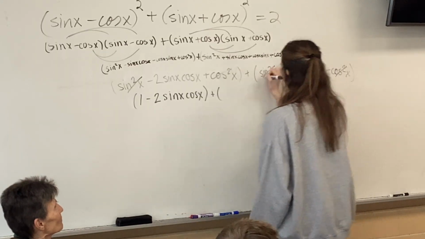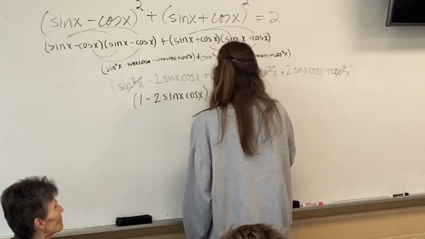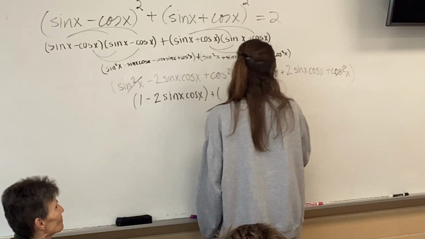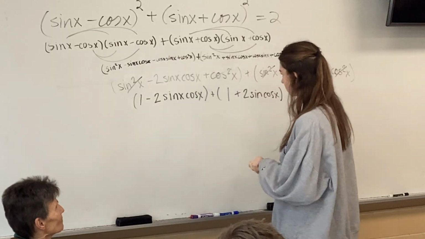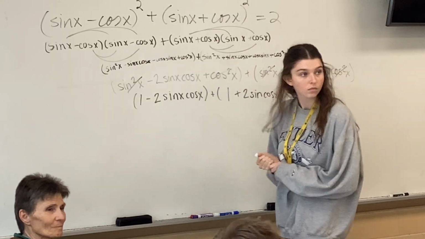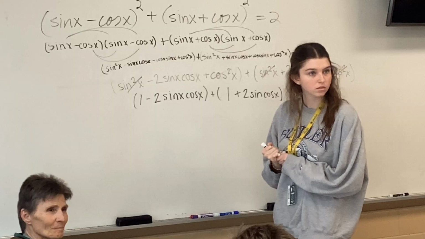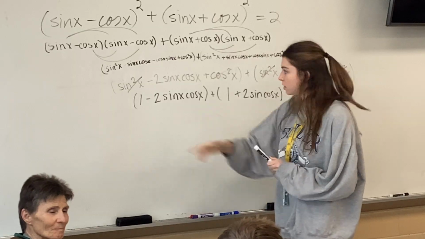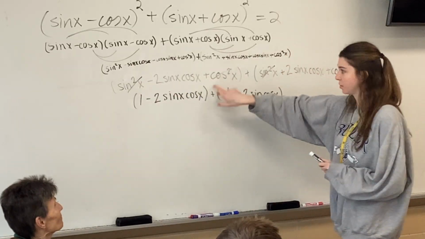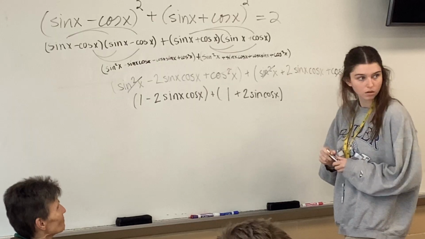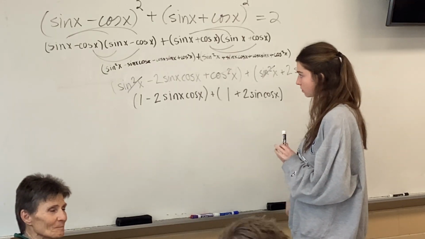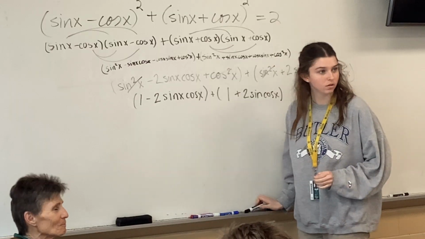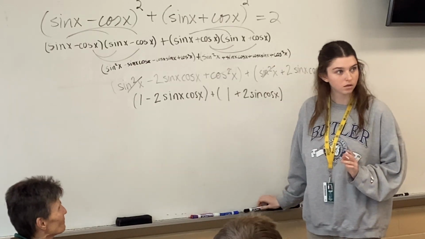Sine squared is 1 minus cosine squared. Have you solved it? How is sine squared just 1? Sine squared plus cosine squared is 1. Then you just cancel out the cosine. Good. Cancel the minus 2 sin x.